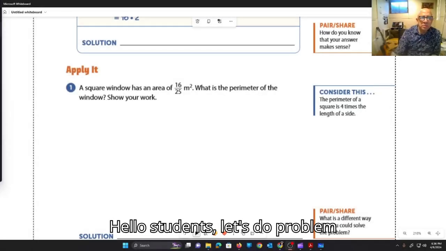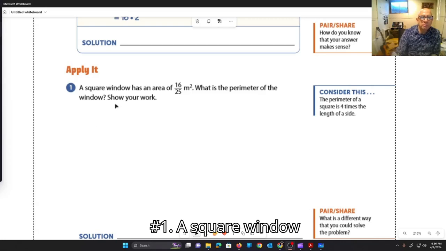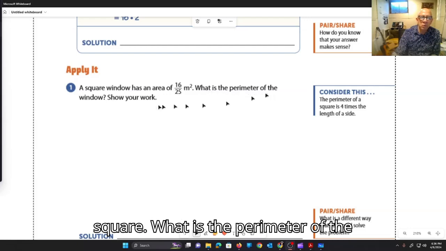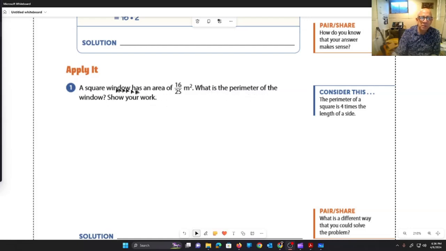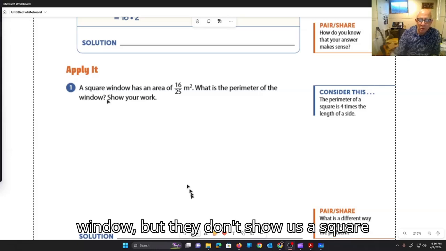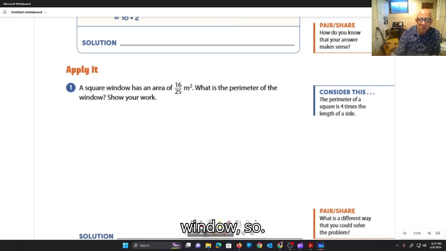Students, let's do problem number one. A square window has an area of 16 over 25 meters squared. What is the perimeter of the window? Show your work. So they're asking us about a square window, but they don't show us a square window.